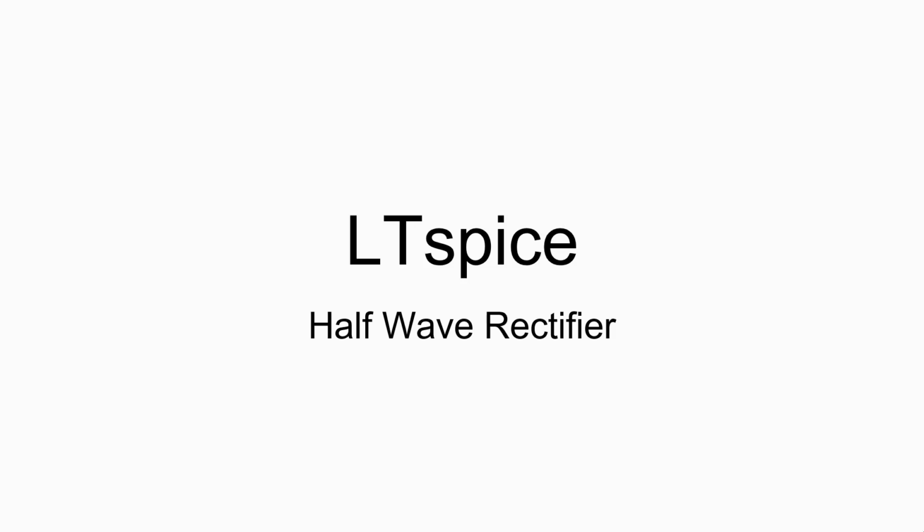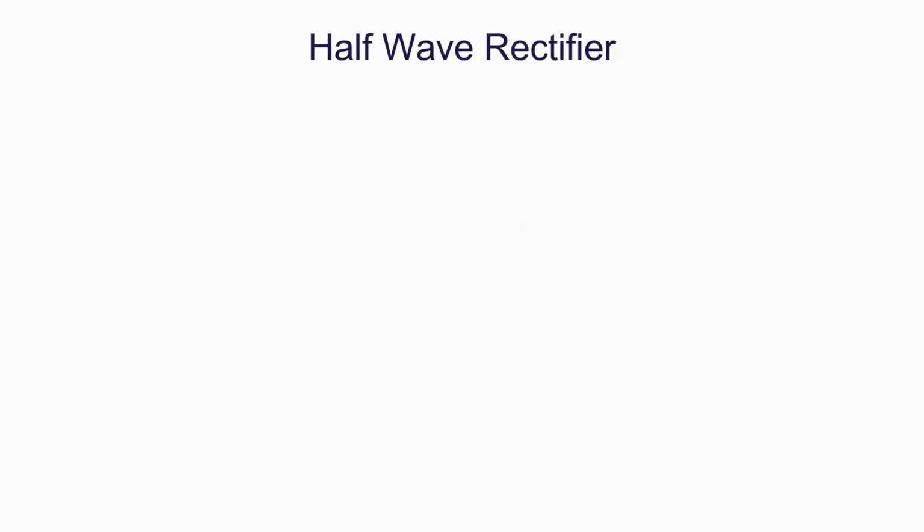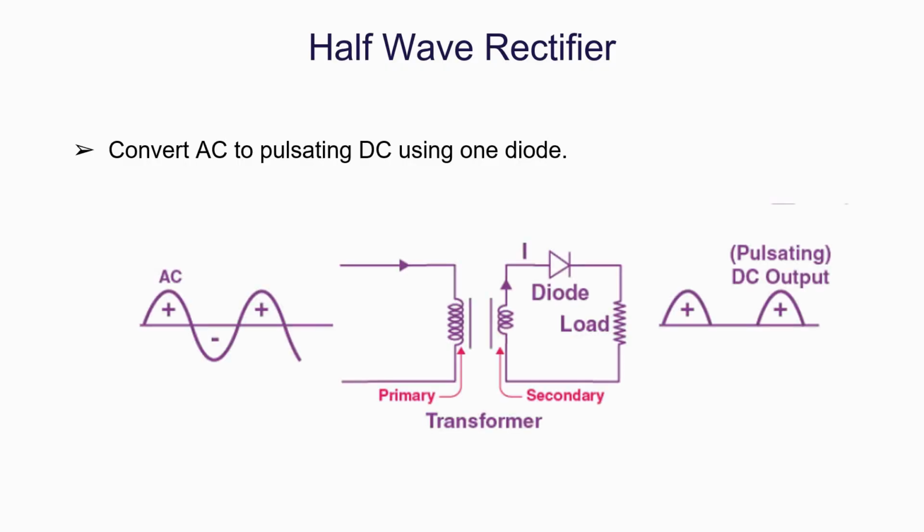Hi everyone. In this session, we are going to simulate a half-wave rectifier using LT-Spice software. Before that, let us see the required circuit diagram and the component specifications. Half-wave rectifier. It is used to convert the AC waveform to pulsating DC using a single diode.